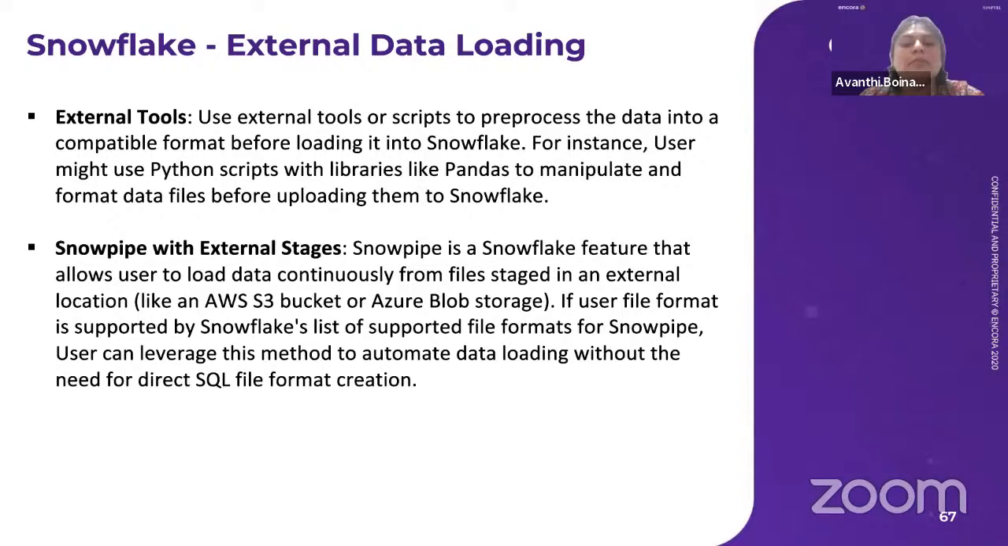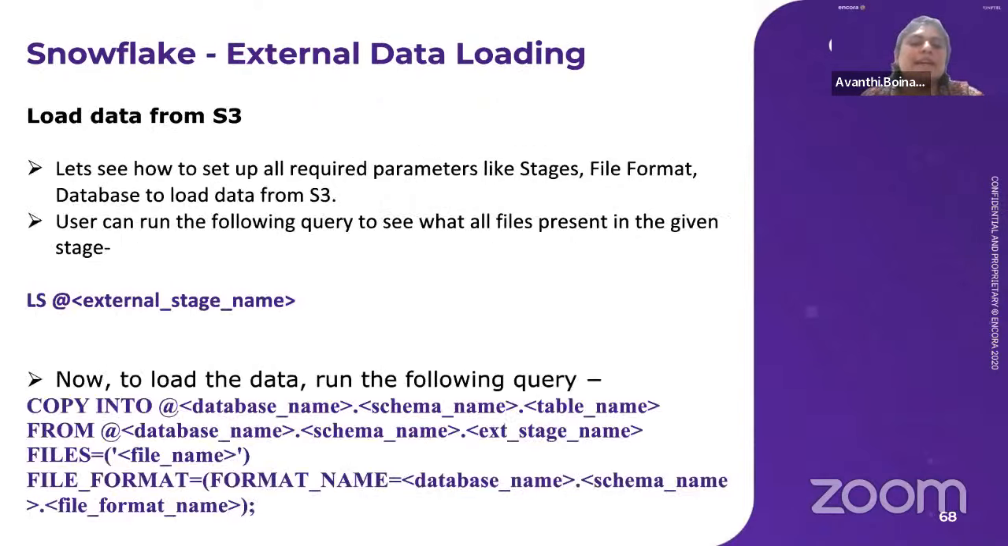Snowpipe with external stages. Snowpipe is a Snowflake feature that allows the user to load data continuously from a stage in an external location like an S3 bucket, AWS S3, or Azure Blob Storage. If the user's file format is supported by Snowflake, the user can leverage this to automate data loading continuously from files in the stage, without the need for SQL file format creation. This is how Snowpipe works.